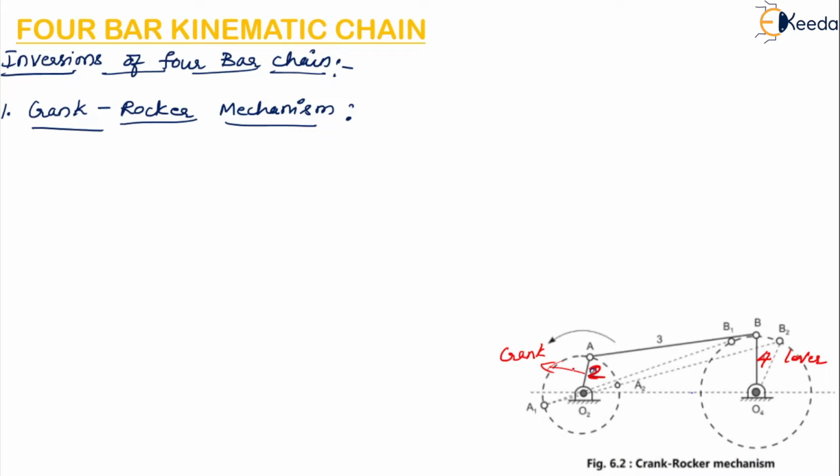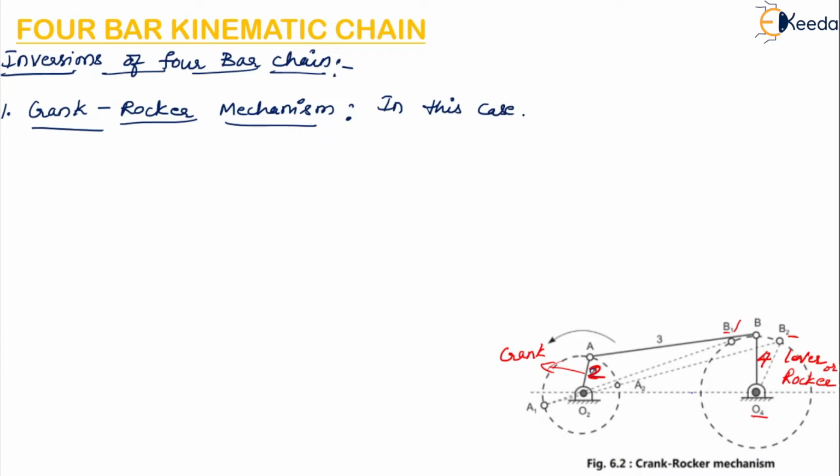So when link 2 is rotating, link 4 makes oscillation between the extreme points, that is O4 B1 and O4 B2. So when the crank is rotating, this lever, also called the rocker, oscillates. That is why the name crank and rocker mechanism.